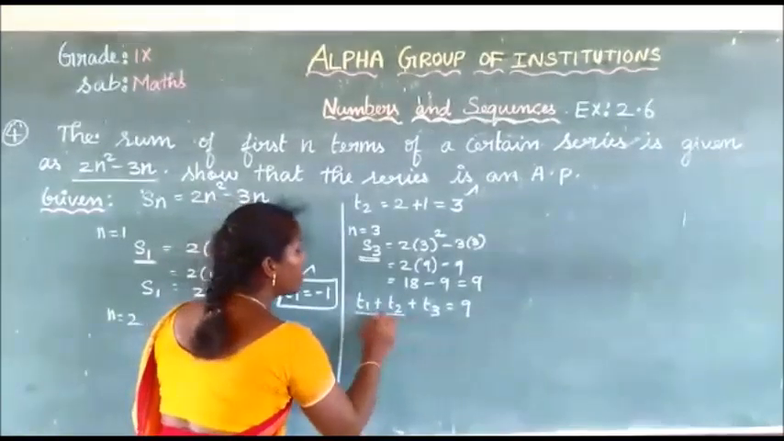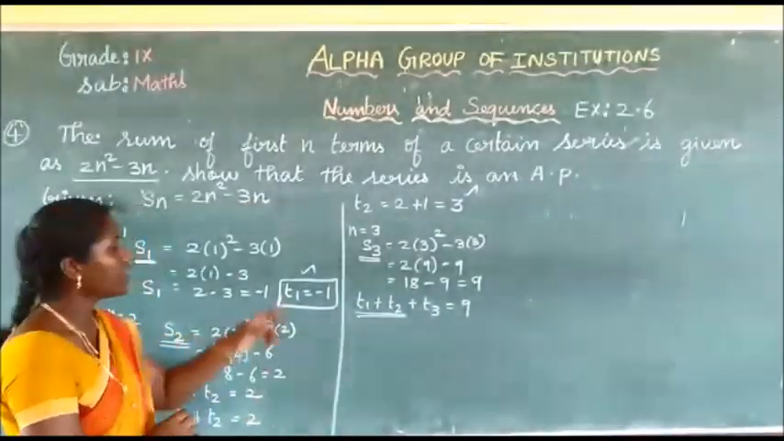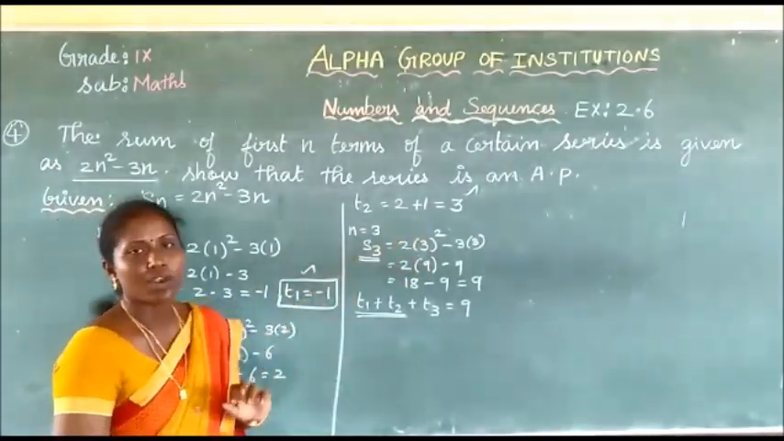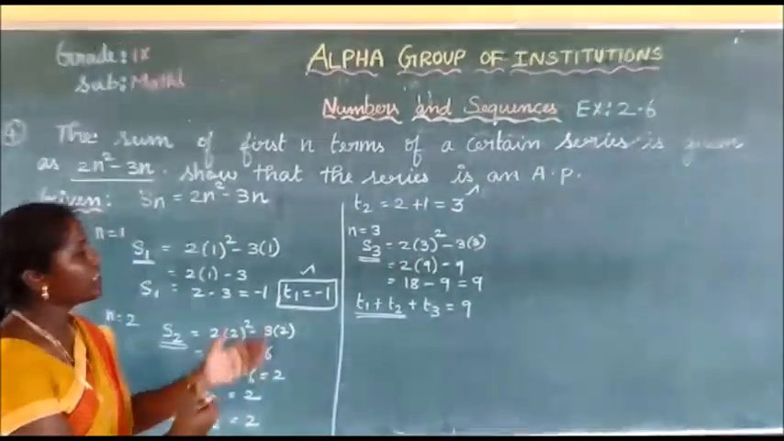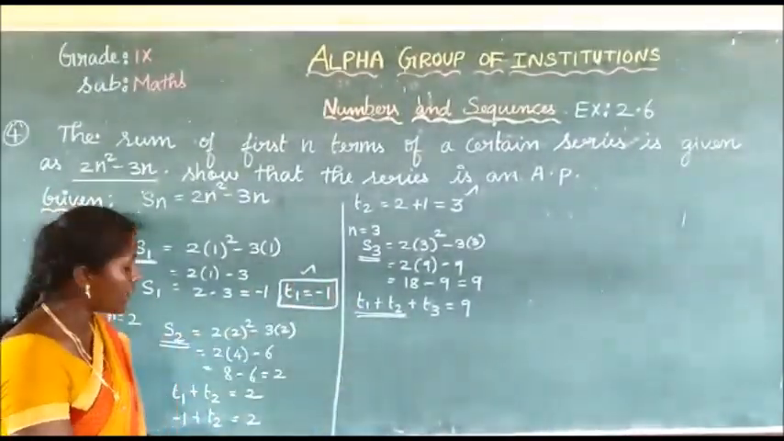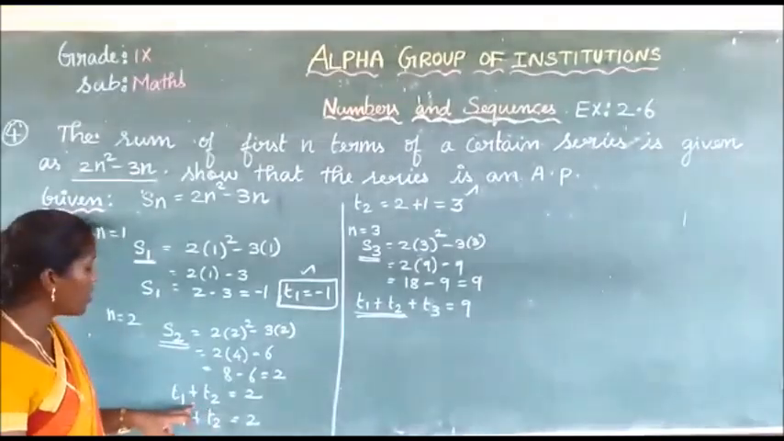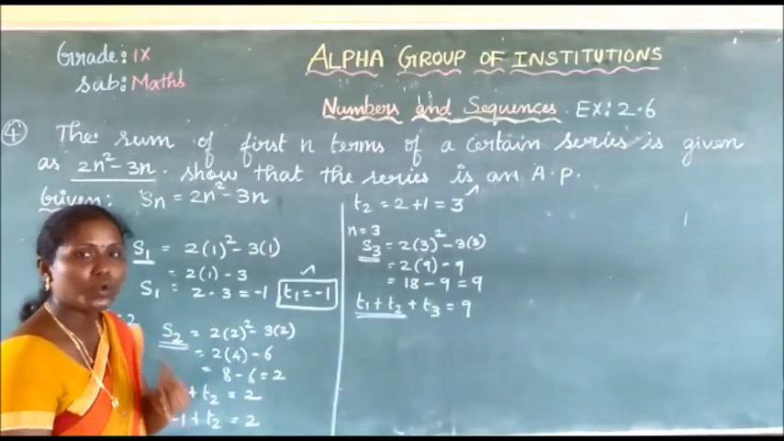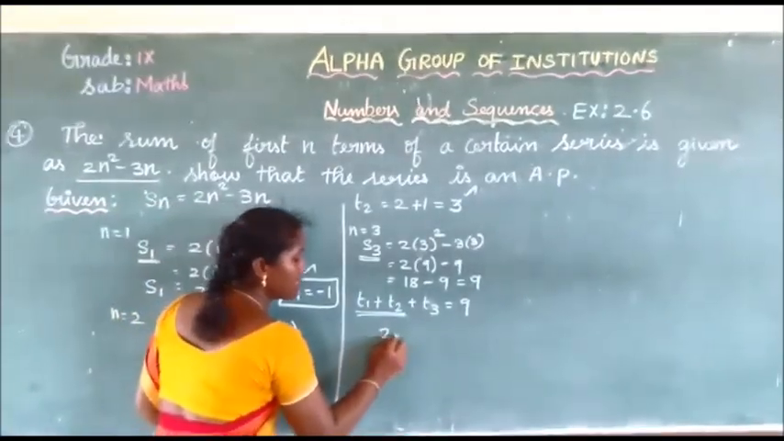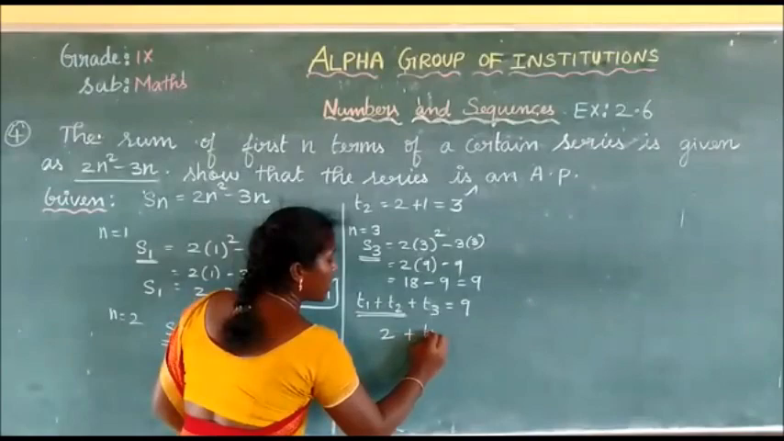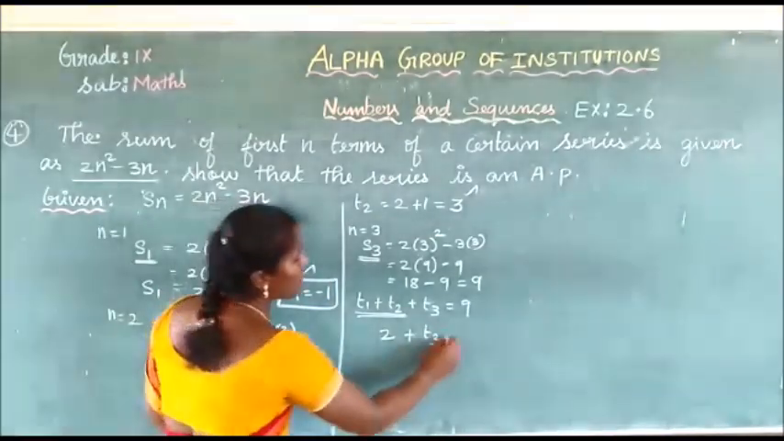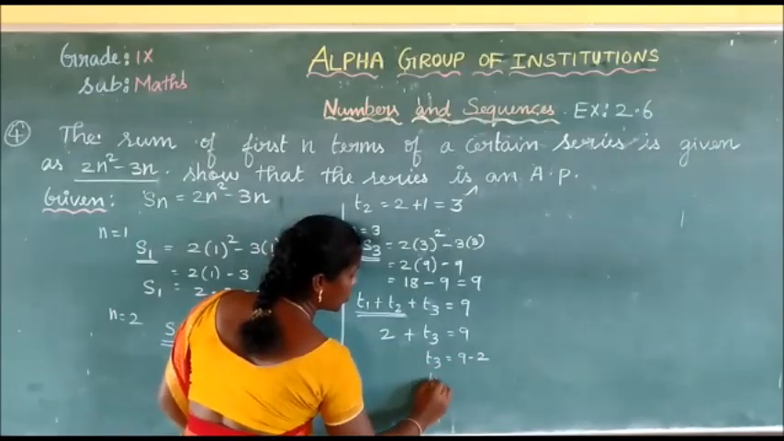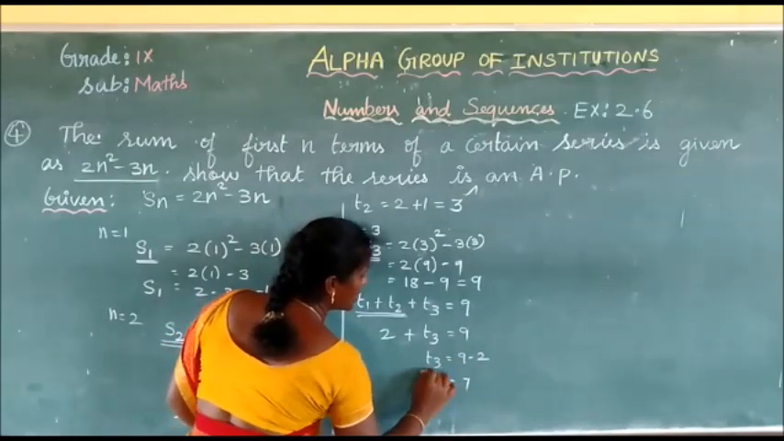Now see, we know the value of T1 and T2. We already got T1 as minus 1 and T2 as 3. So what is the value of T1 plus T2? Either we can substitute T1 T2 separately or take this equation. T1 plus T2 is equal to 2. So if I replace this by 2 plus the unknown value T3 is equal to 9. That is T3 is equal to 9 minus 2. So the value of T3 is equal to 7.